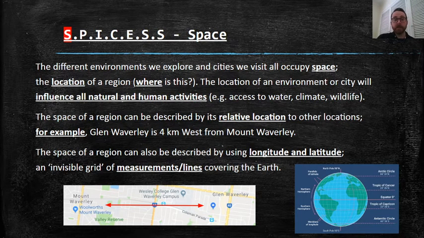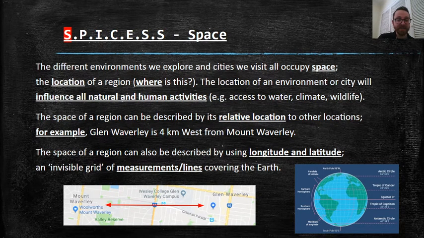Start with S. Start with space. So the different environments we explore, the cities we visit, or we used to visit before lockdown, all occupy space. And space is the location of a region. So basically space is, where is it? The location of an environment or a city will influence all the natural and human activities in that space. So the access to water, the climate, the weather, the temperature, and the wildlife are all influenced by where it is. So you can't have a polar bear in the middle of a tropical rainforest. You can't have a giant city like Melbourne on top of an active volcano.